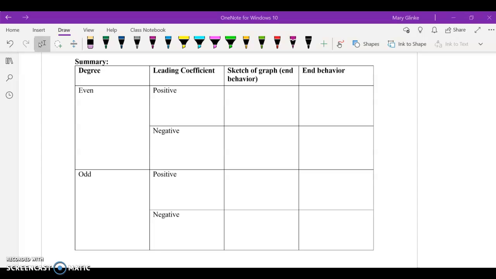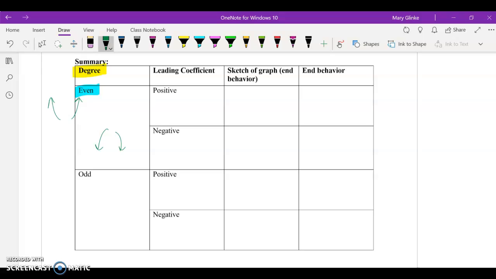Hello. We are going to summarize your polynomial end behavior. So you write your polynomial in standard form and you look for the highest degree. If that degree is even, what that means is your graph is going to end pointing the same direction, either both up or both down, just like a quadratic like the parabola would.